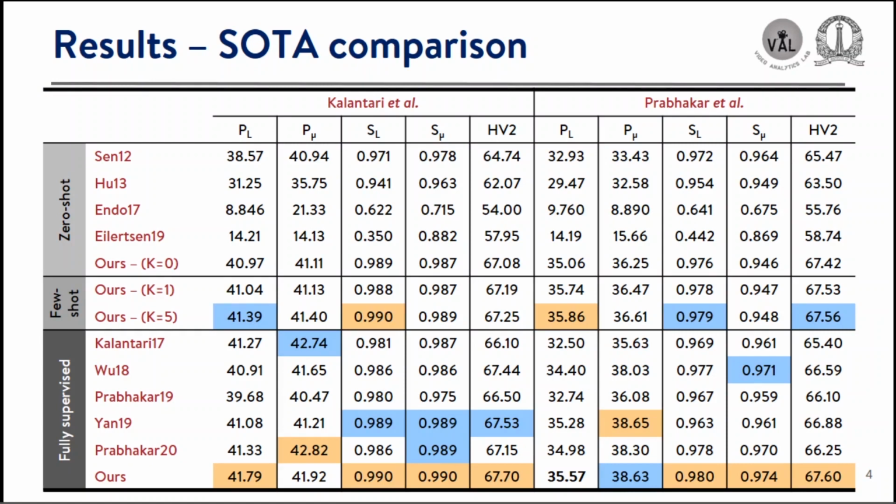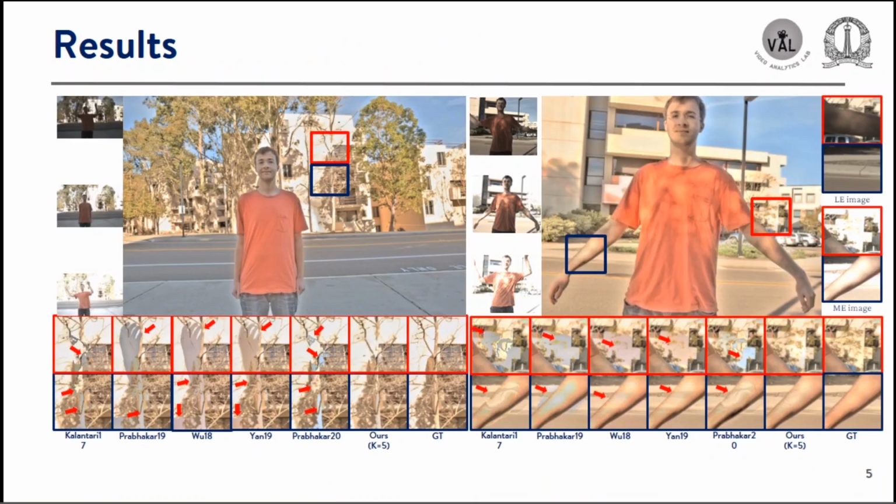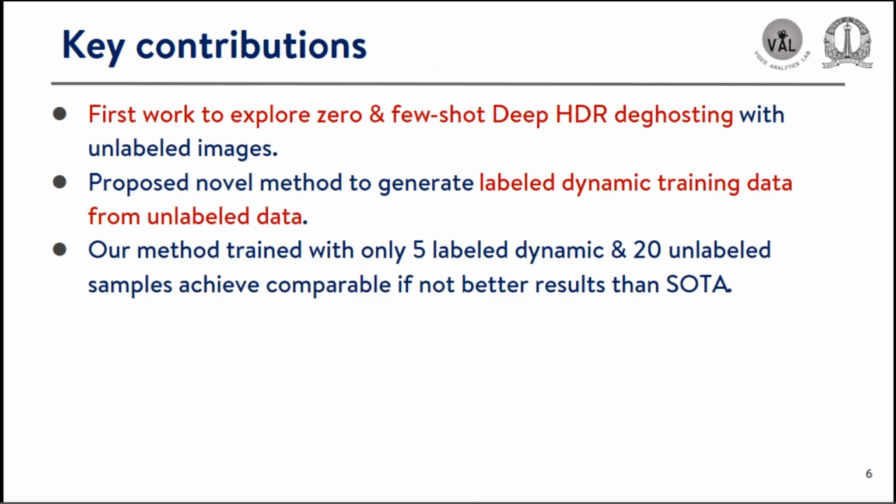Quantitatively, we show that our approach trained with only 5 labeled examples outperforms fully supervised methods in 6 out of 10 metrics. Our approach, trained with only 5 labeled examples, has fewer artifacts than existing approaches. In summary, we present the first zero-shot and few-shot HR dehazing method with unlabeled images.